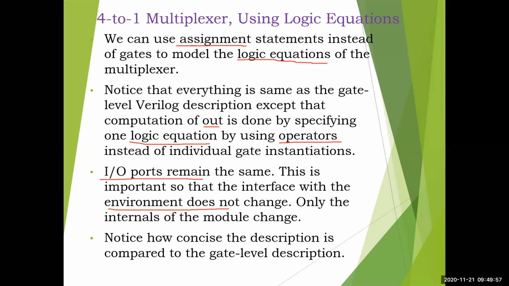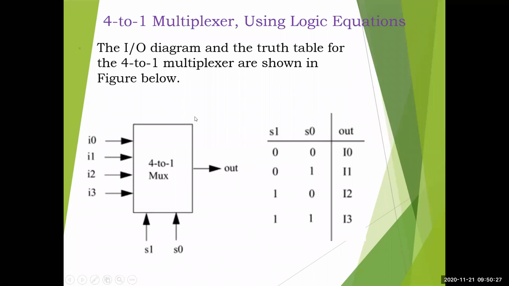Notice how concise the description is compared to the gate level description. This is the observation you have to make at the end: how concise the statements are, very few. It is a concise description compared to the elaborated gate level description. In gate level you have the logic diagram, and whatever gates you have used, you used to call those instances. Now it is not the case, you are just writing an expression with the help of operators. So I am repeating the same thing here.